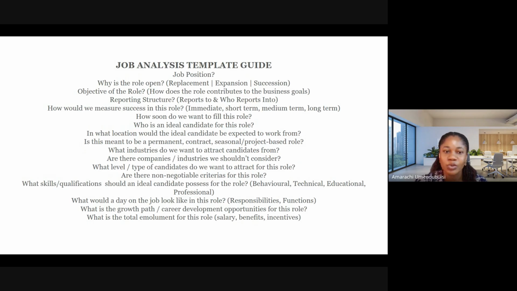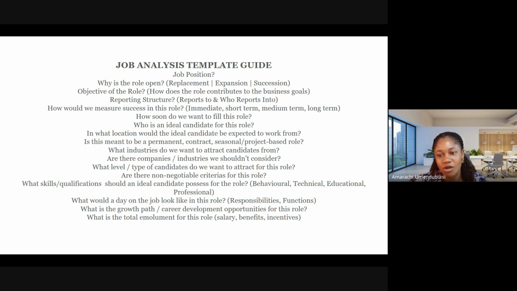So do not joke with this question. Why is the role open? Don't just work on an assumption basis. Ensure you ask the right question so you get to know. Now, sometimes as well, when you're engaging hiring managers, it is important that you also help them understand your questions, because like I said, some hiring managers don't even know why they want to fill a role.